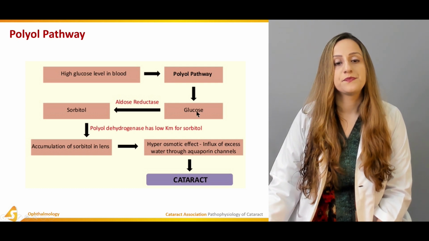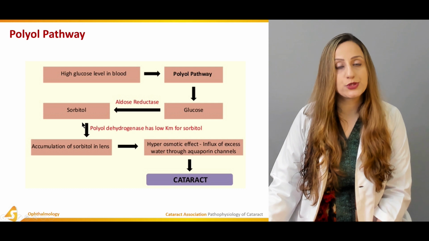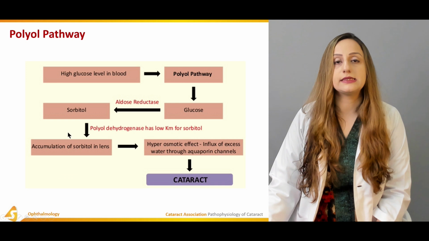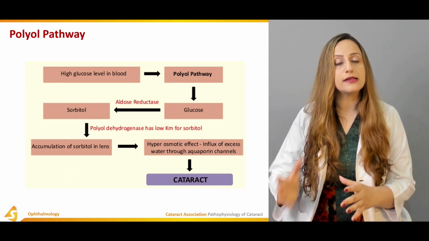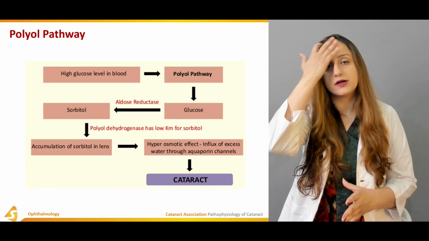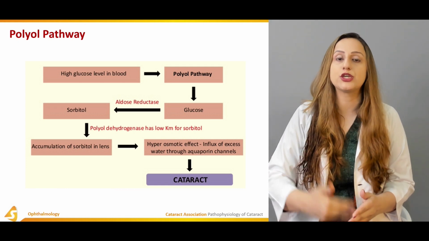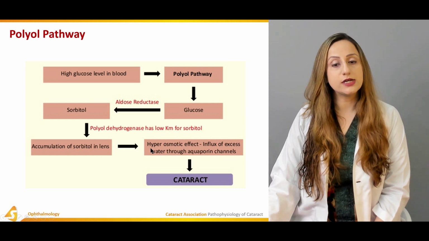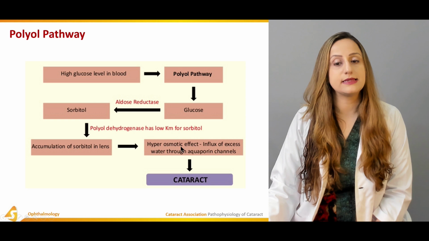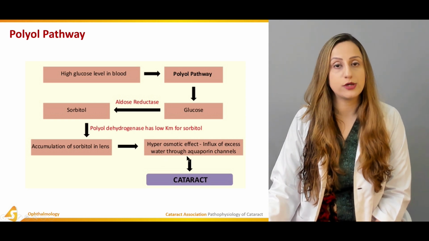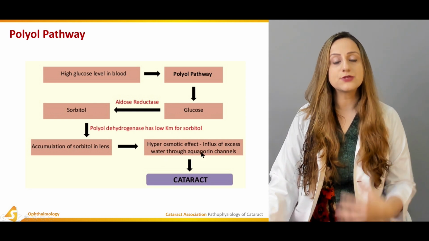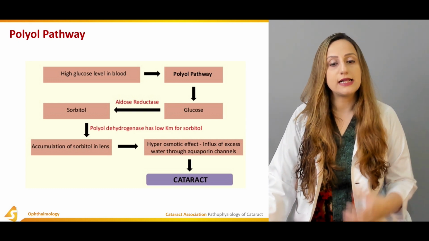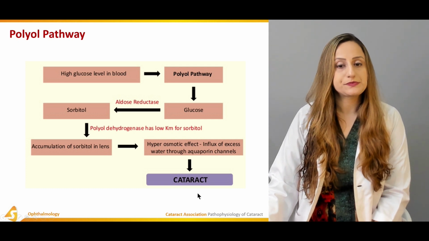The glucose is converted into sorbitol in the presence of aldose reductase, and then this sorbitol is accumulated in the lens. That is basically going to cause the hyperosmotic effect, that is the influx of excess water through the aquaporin channels, and this influx of excess water is again going to result in the cataract formation over here.